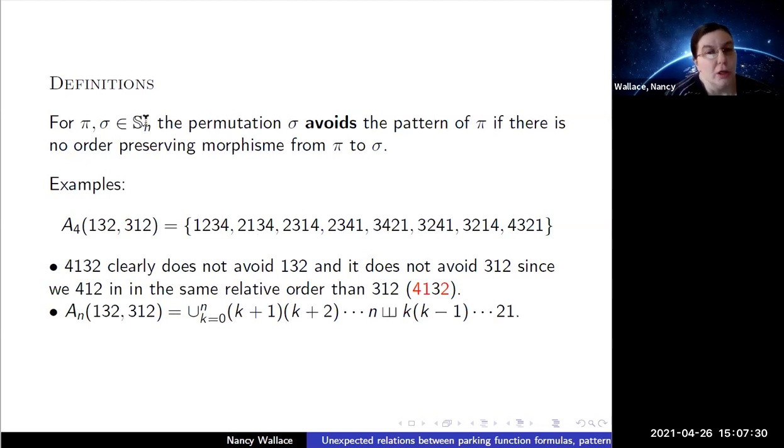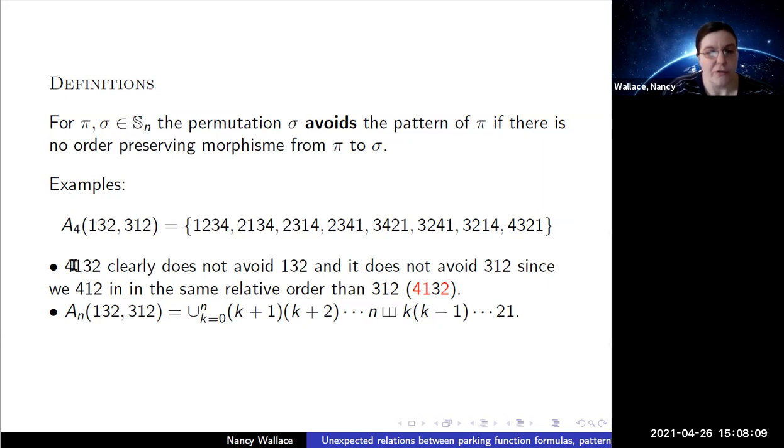So for pi and sigma permutations, sigma avoids the pattern pi if there is no order preserving morphism from pi to sigma. For example, in S4, the symmetric group on 4 numbers, the permutations that avoid 1-3-2 and 3-2-1 are all these permutations.